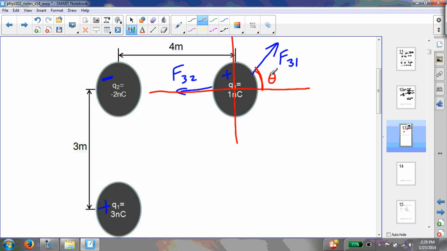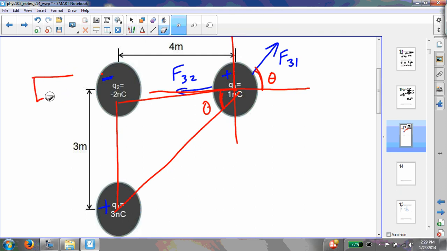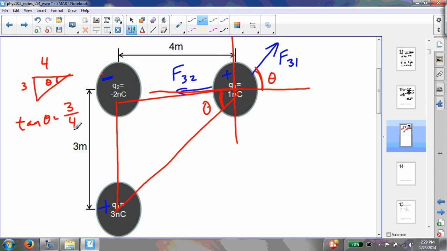I'll call it theta. That angle, if I draw a triangle on these charges, is going to be the same as this angle. All right, so I'm going to redraw this triangle over here. I have a 3, 4, 5 triangle. Pardon me. That's not a triangle, that's a rectangle. This side is 4 meters, this side is 3 meters, and I want to know what is this angle, theta. So if you recall, the tan of theta is equal to opposite over adjacent. That's 3 over 4. And so theta is the inverse tan of 3 over 4. And I get 37 degrees. So that angle is 37 degrees.